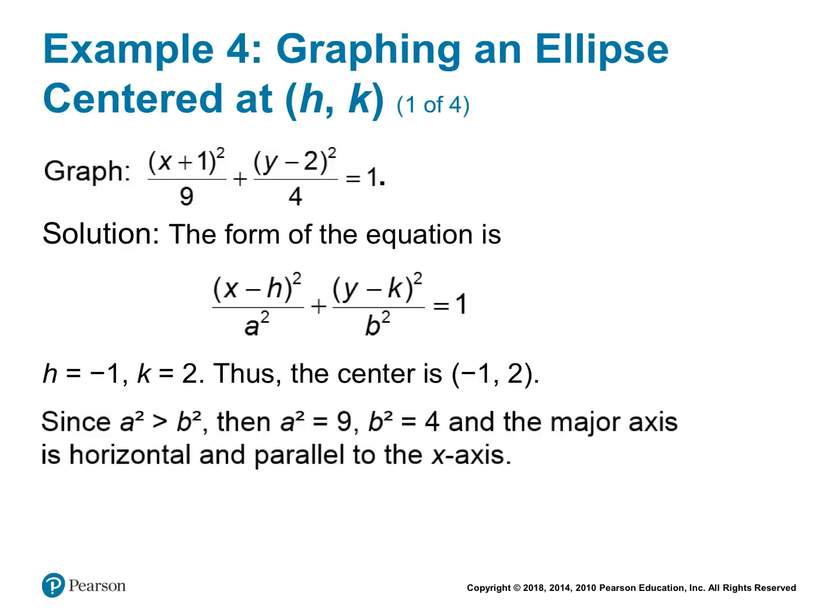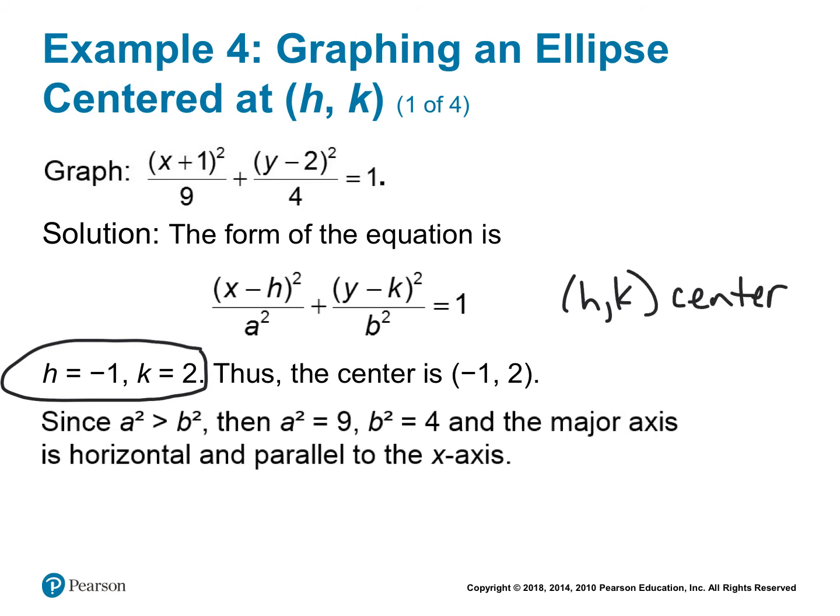Okay, so let's walk through this example step by step. So here's our formula. So you notice that instead of x squared on the top, we have x plus 1 squared on the top. And instead of y squared, we have y minus 2 squared. So this is similar to a circle. The h and the k give us our center. So in order to get a positive 1 here, we would have had to have a -1. And to get a -2 there, we would have had a +2. So here's our center.